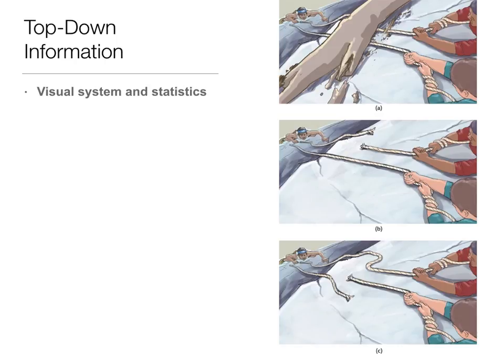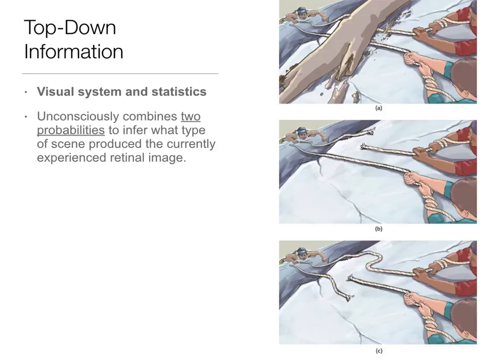Okay, so the visual system and this idea of unconscious inference is the idea that we're taking statistics of our environment into account. Our brain is unconsciously combining two probabilities to infer, and this is where the inference is coming in, what type of scene produced the current retinal image that we're getting.